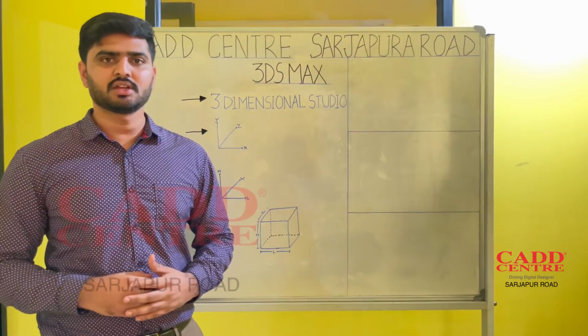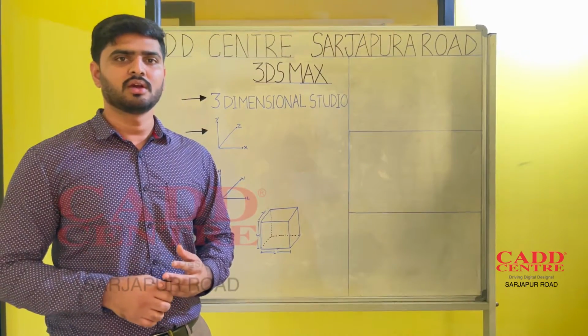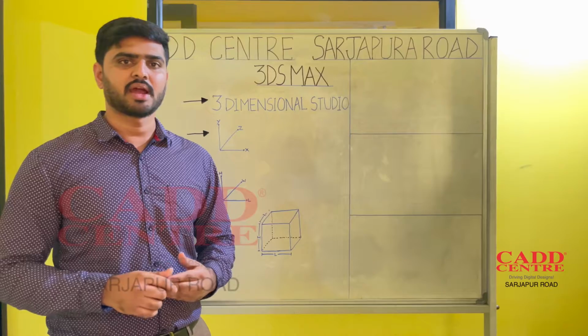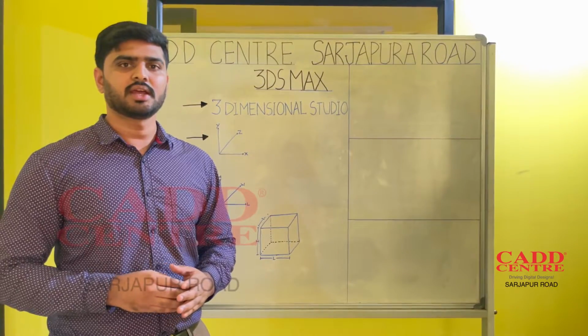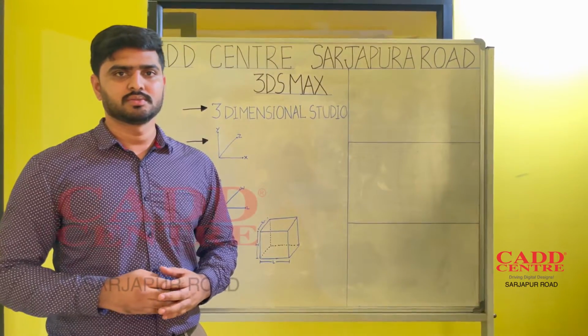And we have some exterior materials like people walking, cars, and vegetation like plants and trees. This gives a realistic view to the viewers.